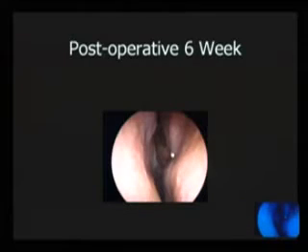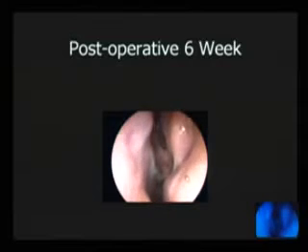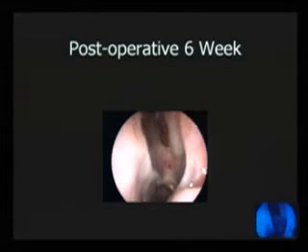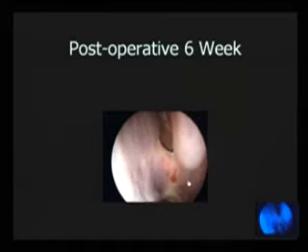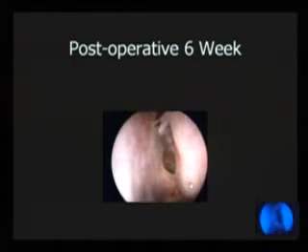And then at 6 weeks, the patient was readmitted under the neurosurgeon, and then we took him over and treated him with antifungal, and now it's about postoperative 6 weeks. You can see actually the mucosa healed very well.